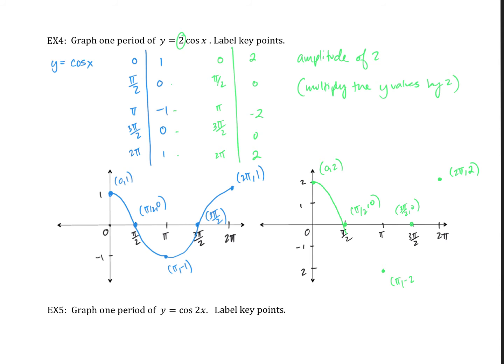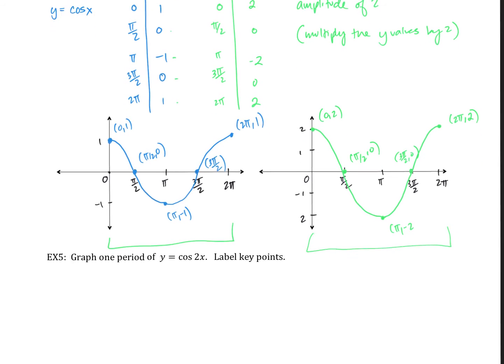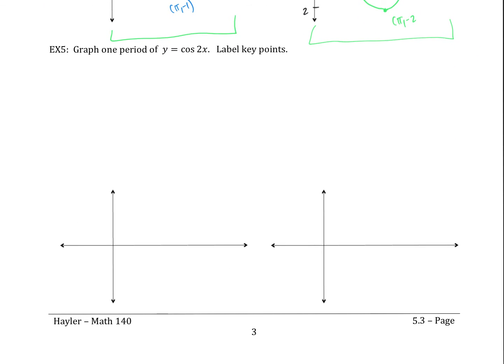Still want to make sure we can show that there's curvature going on. So here we go. And stretched upwards. So now it has become more of a stretched version, but it's still in the period of 0 to 2 pi. Notice that we're still within 0 to 2 pi. So our period hasn't changed at all. Let's go ahead and take a look at the next example.